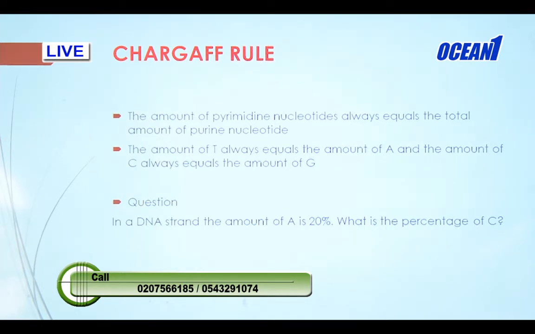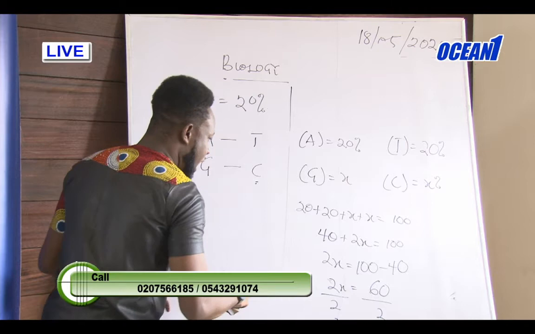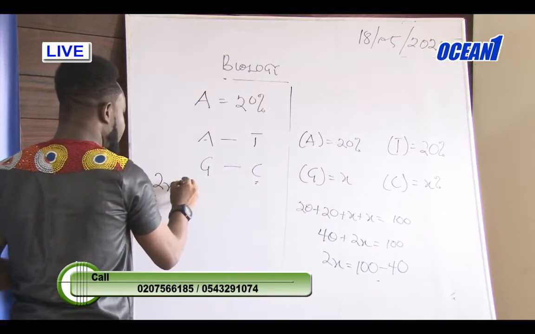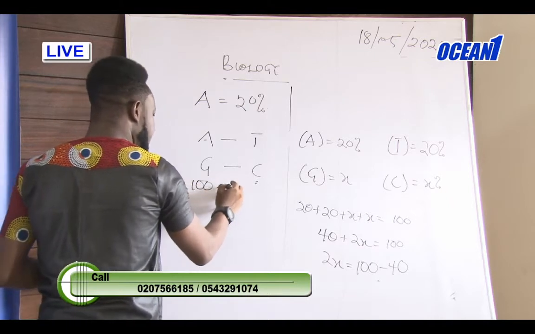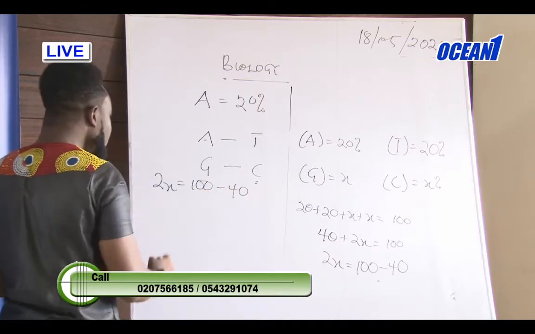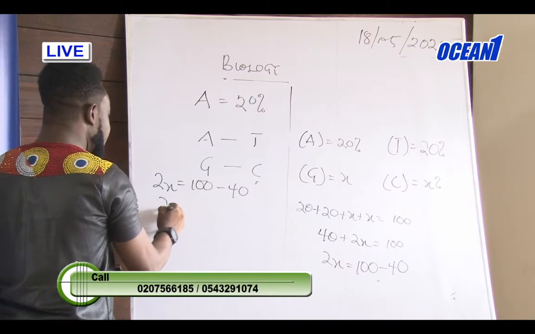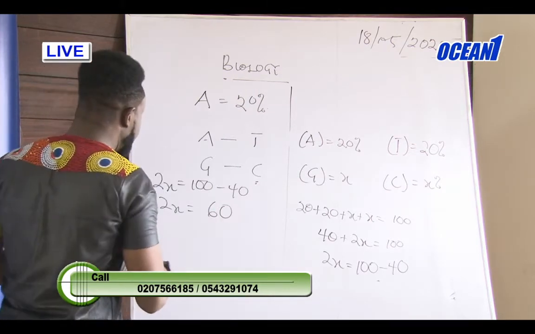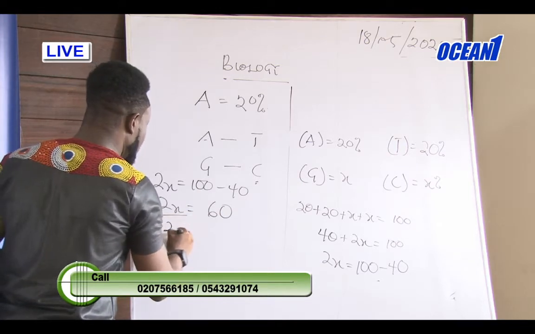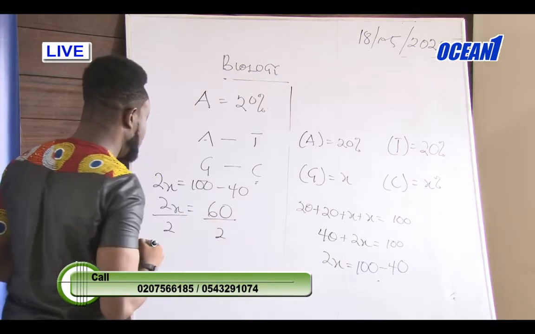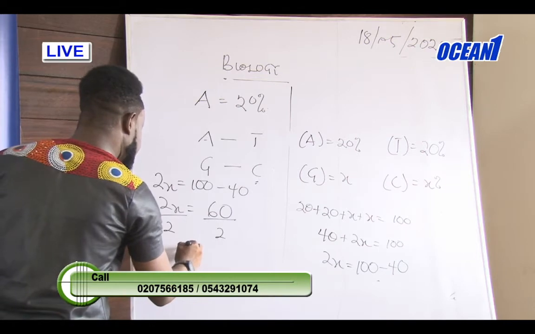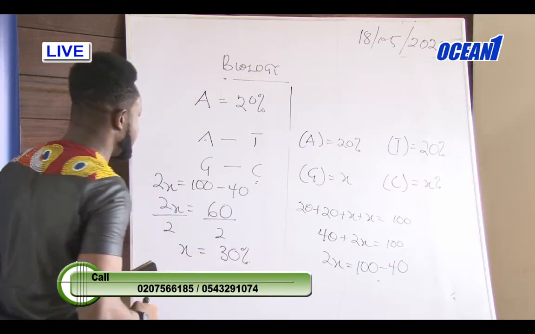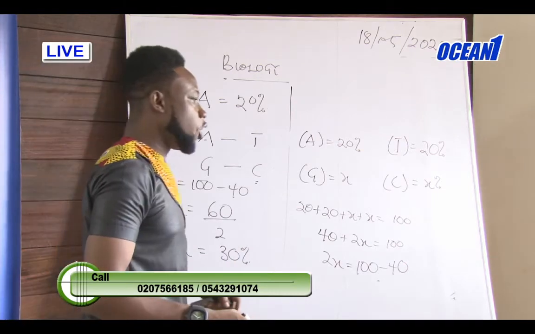Because this one is so low, let me do the arithmetic here. So we said that 2X equals 100 minus 40. Then over here we say that 2X is equal to 60. In that case, we will divide here by 2 and here by 2. So we can say that X equals 30%.